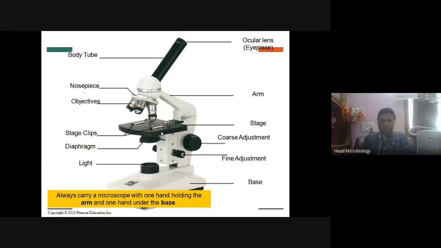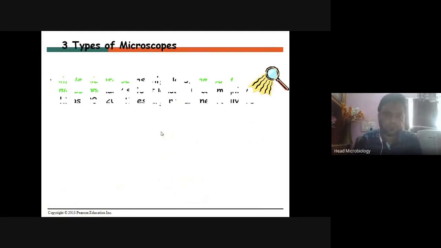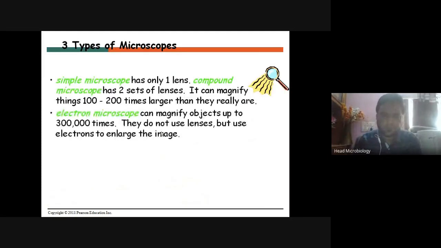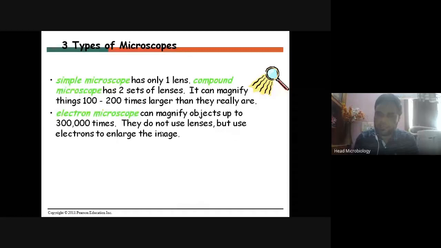Okay, these are the parts of the microscope. In a simple microscope, only one lens is there. In a compound microscope, multiple lenses are there. In an electron microscope, electron beams are used, and it has a magnification of 3 lakhs.